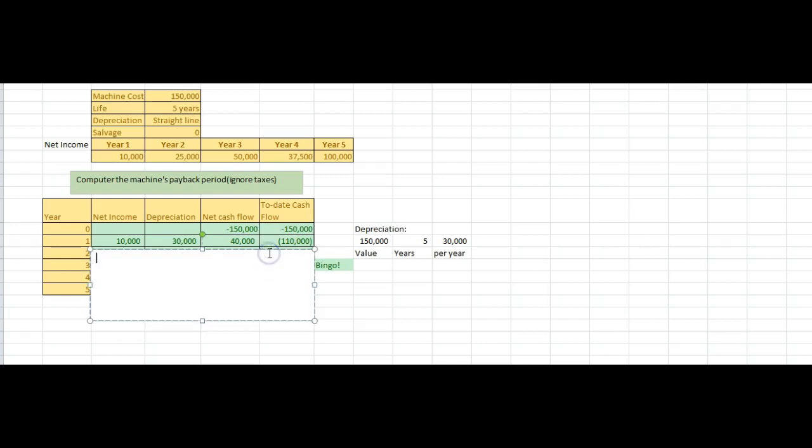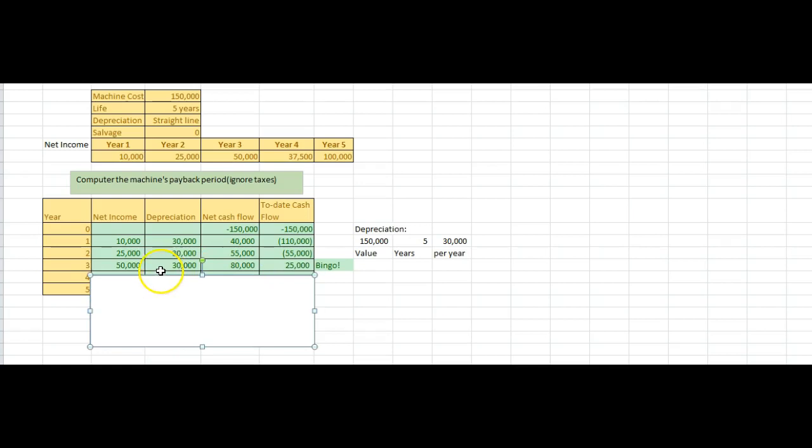So we haven't paid for it yet, but the next year it's 25,000 with the depreciation. We're at 55,000. And now in the third year, we have net income of 50,000 from the machine and $30,000 from the depreciation, which means 80,000, and we're positive now. So this is going to pay off, I would have to say, within 3 months of the fourth year, and it really turns positive then in the fifth year.